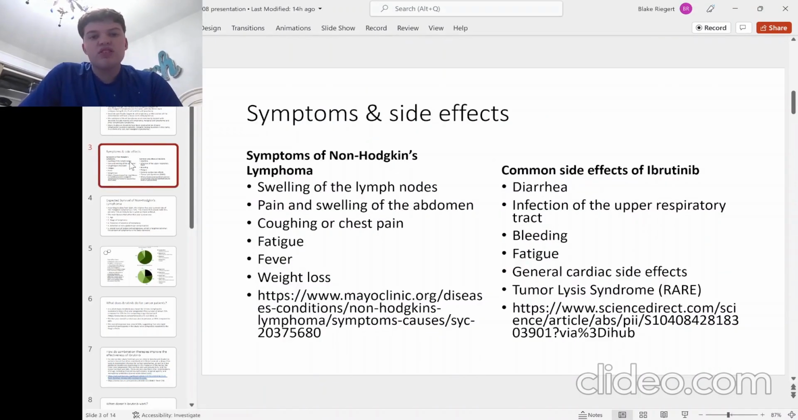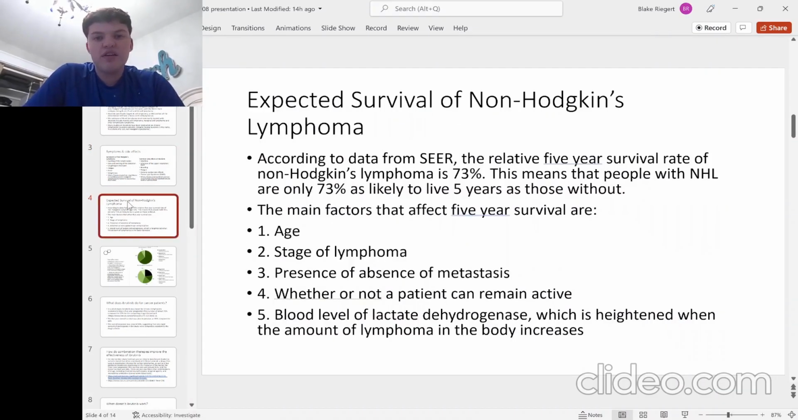There are many symptoms and side effects that need to be taken into account when treating non-Hodgkin's lymphoma with ibrutinib, and some of those are listed below. According to data from SEER, the relative 5-year survival rate of non-Hodgkin's lymphoma is 73%. That means that people with non-Hodgkin's lymphoma are only 73% as likely to live 5 years as those without. The main factors that affect this 5-year survival are age, stage of lymphoma, presence or absence of metastases, whether or not a patient can remain active, and blood level of lactate dehydrogenase, which is heightened when the amount of lymphoma in the body increases.